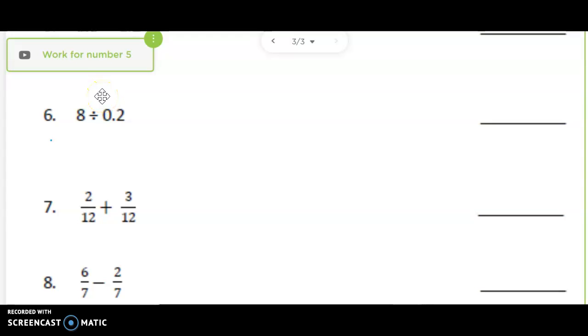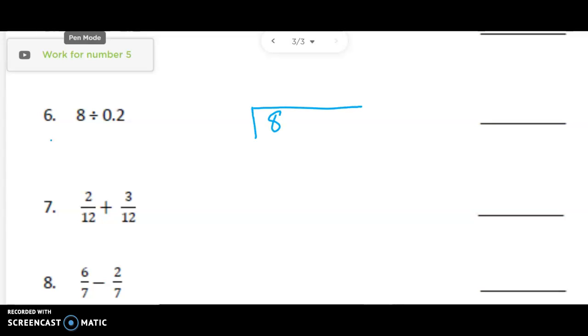Okay, number 6. 8 divided by 2/10. So we have 8 being divided by 2/10. Now remember, your divisor, the guy on the outside, needs to be a whole number. This guy has to be a whole number. So what whole number would that be? 2/10 would be a 2.